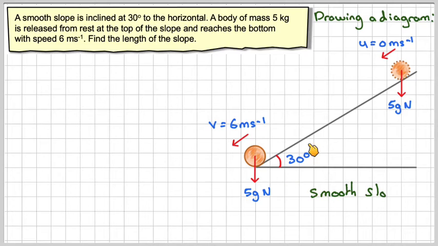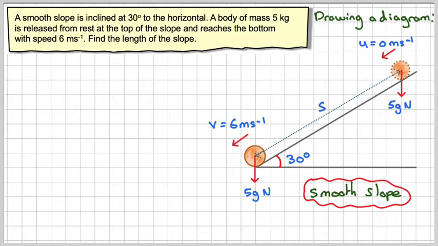We should note that the slope is smooth, so we don't have to think about any energy to overcome the resistance. So we have to find the length it travels, basically the length of the slope.